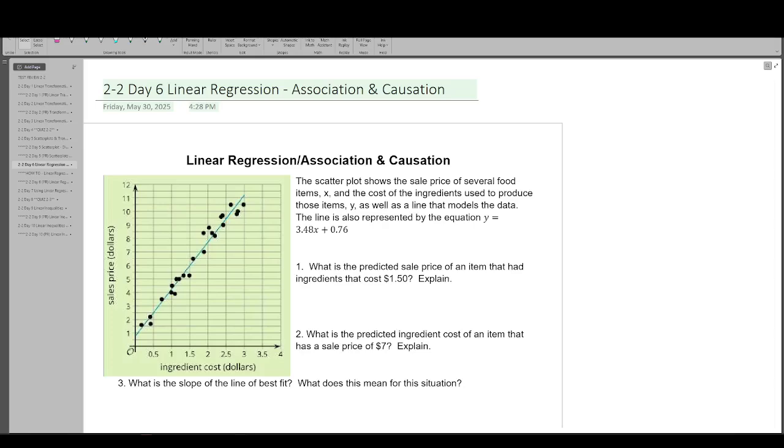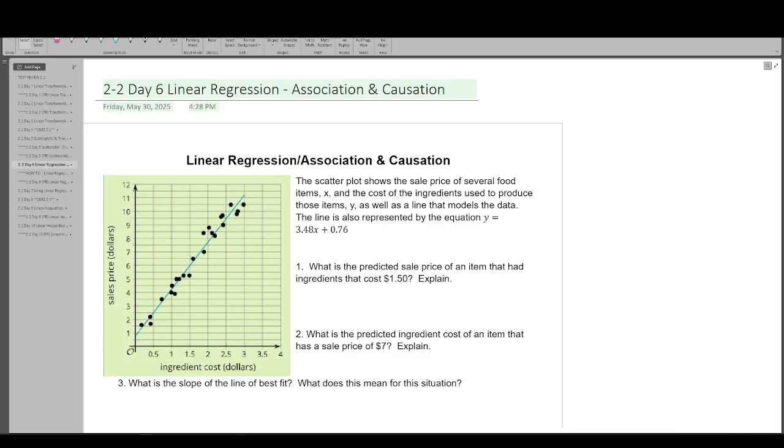In today's notes, we're going over a topic called linear regression. We've probably mentioned this a little bit, but this is a way to do a trend line that is the mathematically calculated best fit trend line for a scatter plot or a set of data.